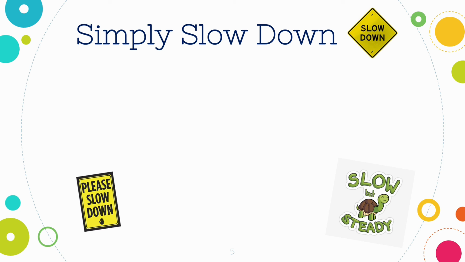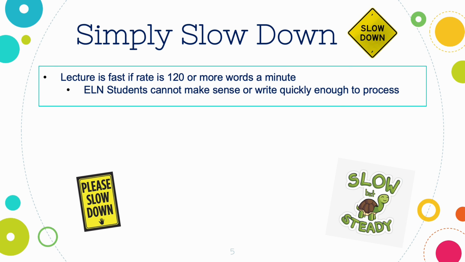Our book shows how researchers have asked college students with learning disabilities what they most requested lecturers to do that could be the most effective in their learning. Their biggest complaint was that teachers are lecturing too quickly. A lecture is considered fast if 120 or more words per minute are said. ELN students cannot make sense or write quickly enough to process such a fast lecture speed. It will be hard for them to keep up with their note-taking and processing of the information, which will be very frustrating for them.